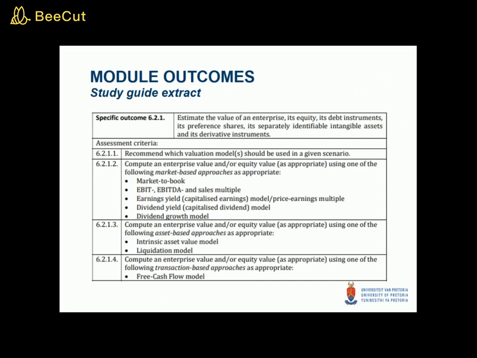Looking straight into detail and going into the module outcomes: where do we want to be, and what do we want to have unpacked by the time 22 May comes around? Importantly, we want to be able to estimate the valuation of an enterprise, its equity, debt instruments, preference shares, intangible assets, and then lastly, derivative instruments. So there's a lot for us to unpack, and that's why there are going to be multiple videos for you to work through. We're going to try and group these videos in bite-sized portions for you relating to specific context and specific principles.